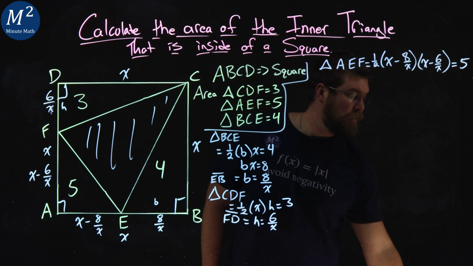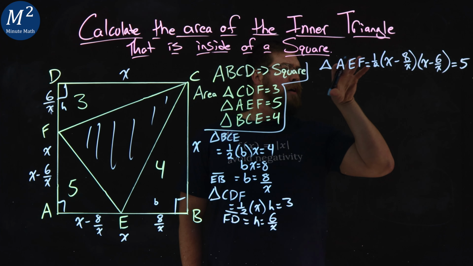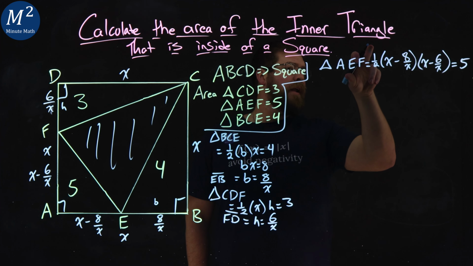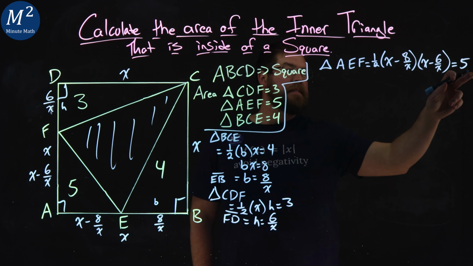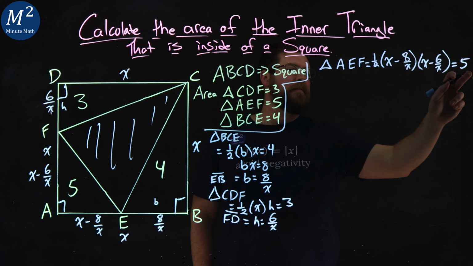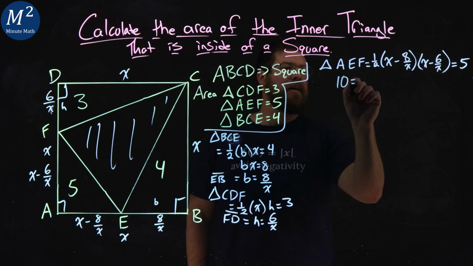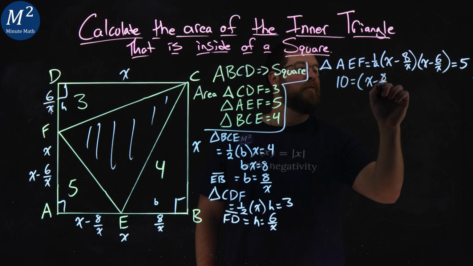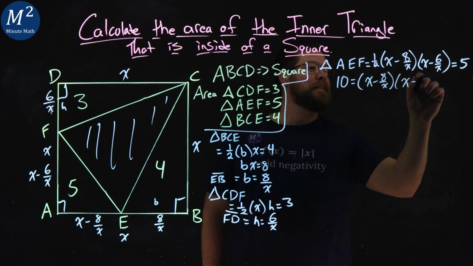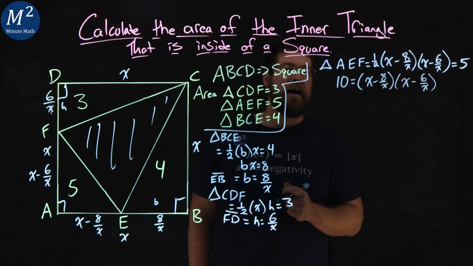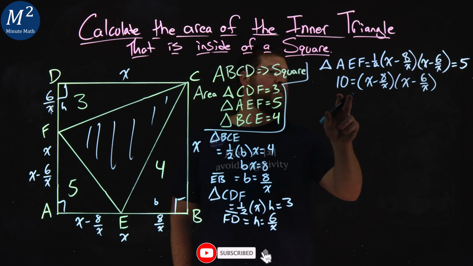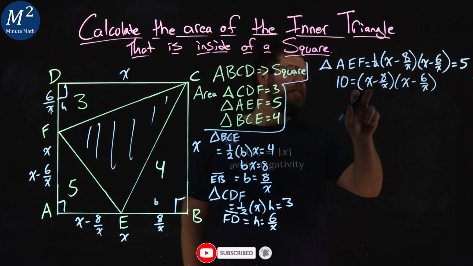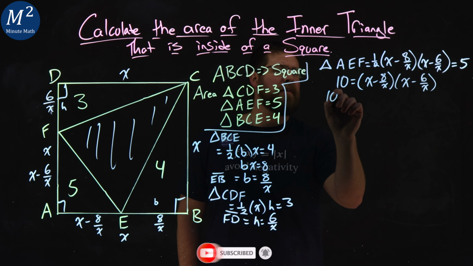Actually, I'm going to rewrite that over here. Multiplying both sides by 2 to get rid of the 1/2, 5 times 2 is 10. I'm going to put it on this side so I have a little more space. And 10 is equal to x minus 8 over x times x minus 6 over x. To simplify this, let's get some like terms in the denominator and combine these fractions. So keep the 10 out here.